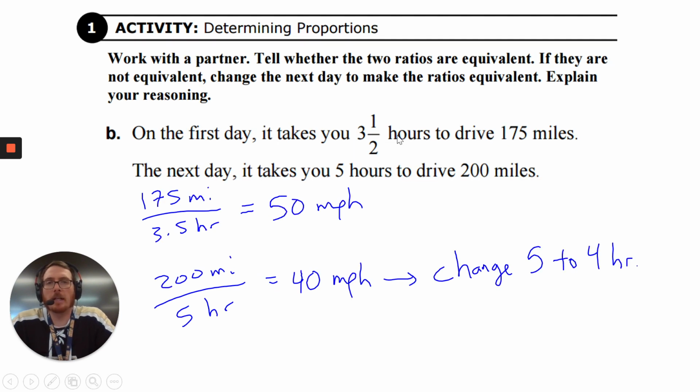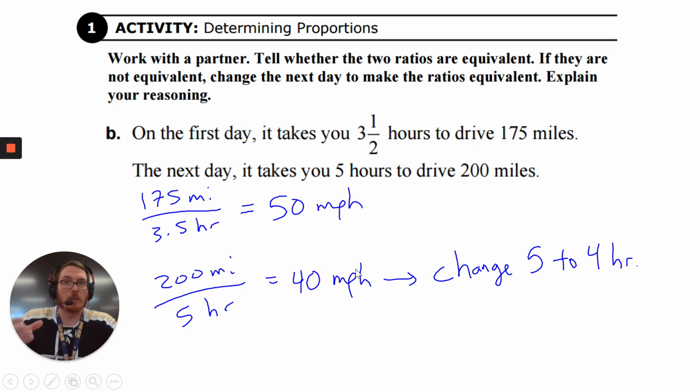The next one, 3.5 hours to drive 175 miles. Remember for this scenario that you always want to put miles per hour. You don't want hours per mile, okay, in most of these questions. So put the time on the bottom. And when you take 175 divided by 3.5, you get 50 miles per hour. 200 divided by 5 would be 40 miles per hour.